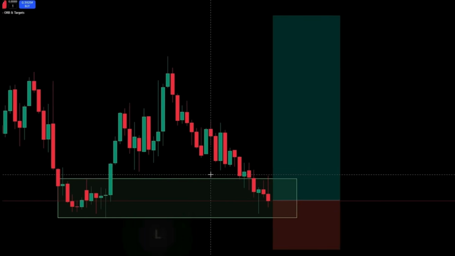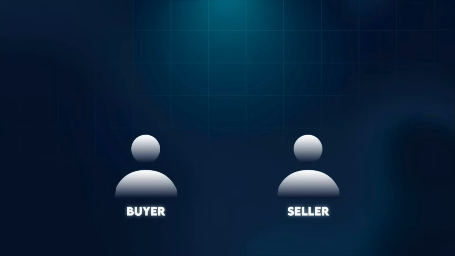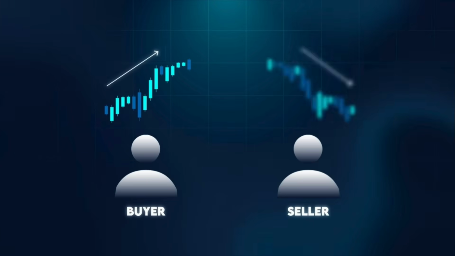I'll explain liquidity for those who don't understand yet. Liquidity is nothing more than orders waiting to be filled, all right? That's pretty simple. The market is always searching for areas where there's a lot of buying and selling interest, and obvious support levels usually have exactly that.